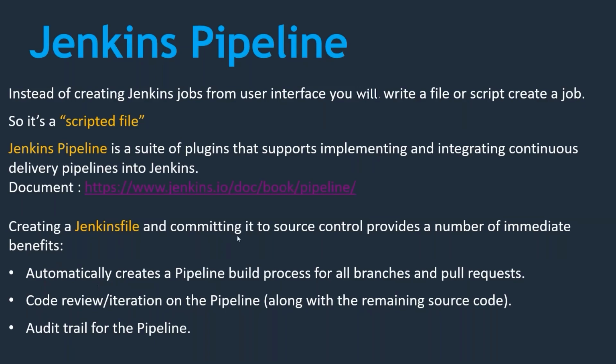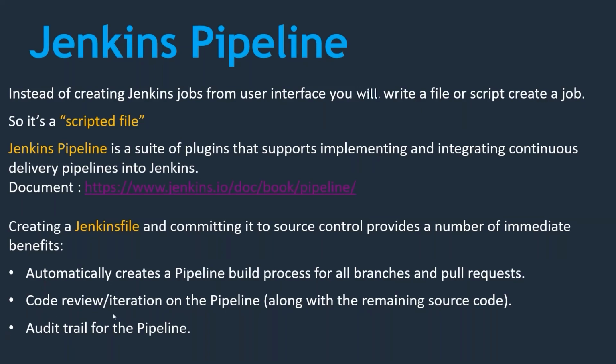So what is the benefit of committing the Jenkins pipeline? As I discussed, it automatically creates a pipeline build process for all branches and pull requests. So now we are going to have a Jenkins pipeline in our GitHub repository. Whenever you clone the code, you are going to get the pipeline as well, and it will have all the steps for how you need to build. If I don't give the Jenkins pipeline, you have the code but you don't know how to build it. You need to write documentation on how to use that code. But if you give the Jenkins pipeline, it is quite easy for them to build it.